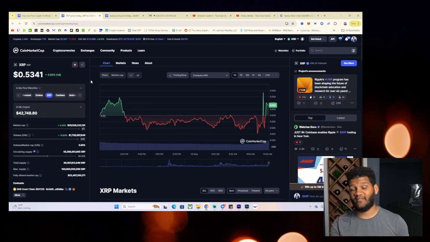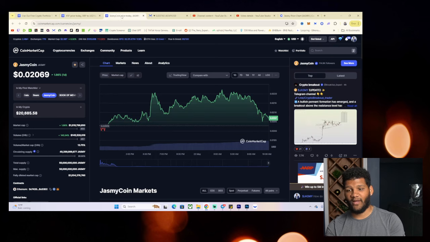So it hasn't really taken off. It hasn't really broken out. It's been around these areas for quite some time. With that being said, being around these areas means that it hasn't had that true breakout. But when you look at it and compare to something like JASMY coin, right? JASMY coin has had that kind of breakout.